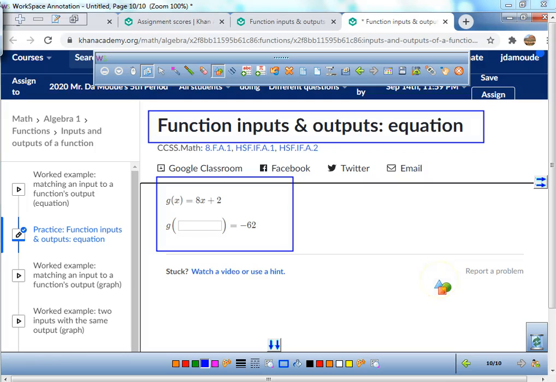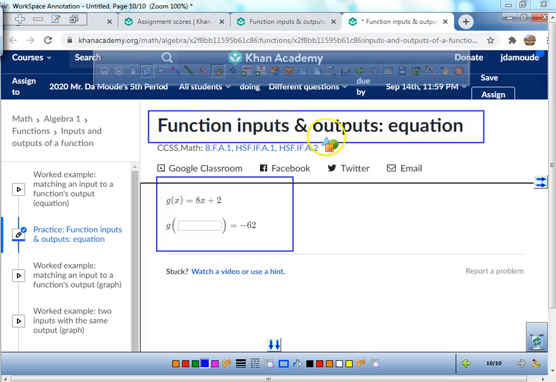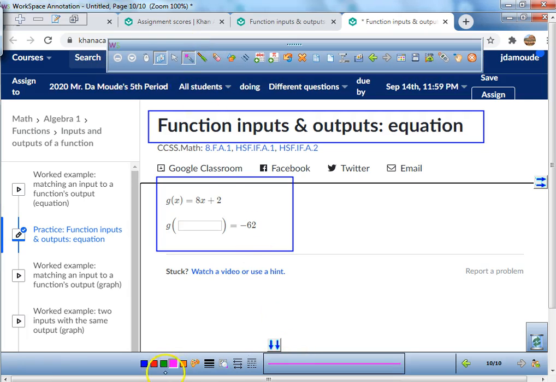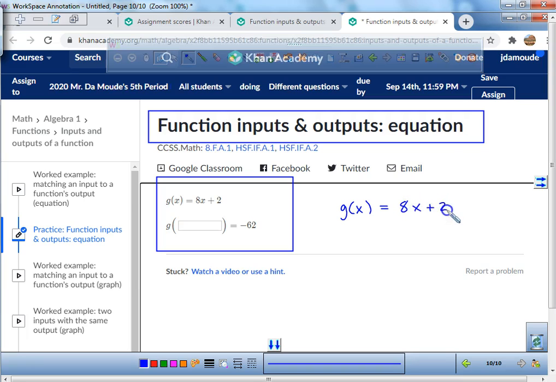All right, we're going to do a quick little video, everybody, on function inputs and outputs of an equation for Khan Academy. All you have to do right now is write this down. We're going to write down g of x equals 8x plus 2.